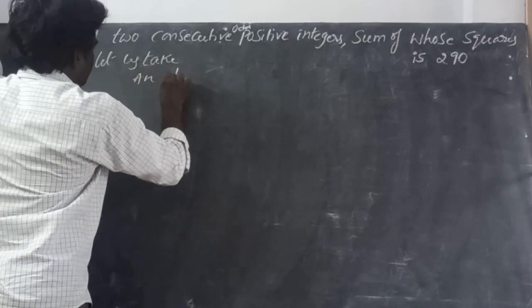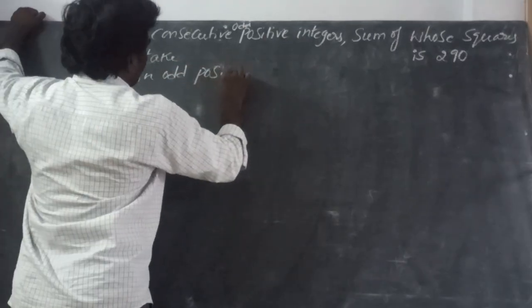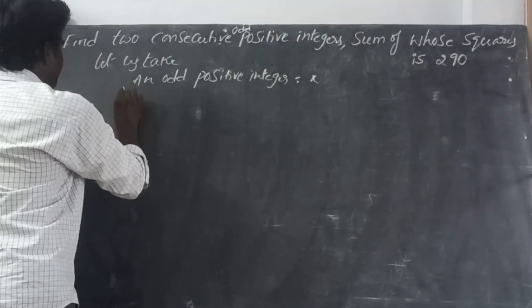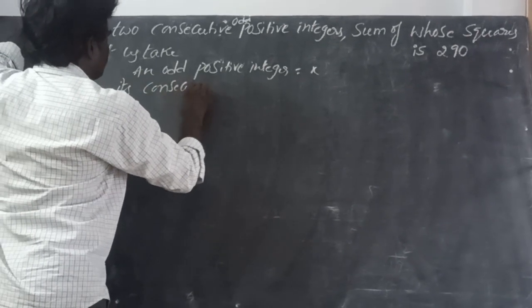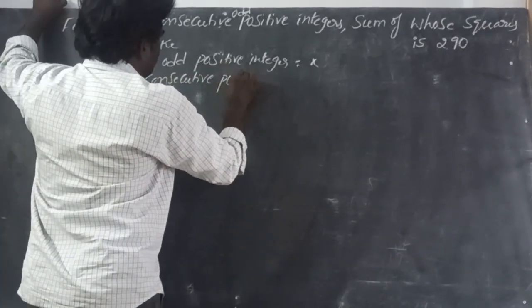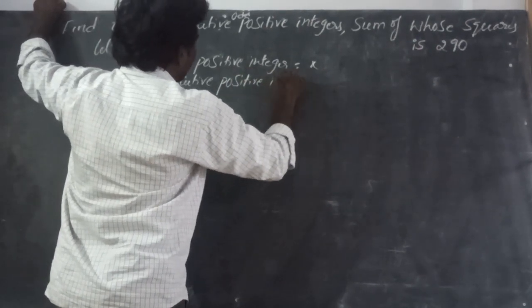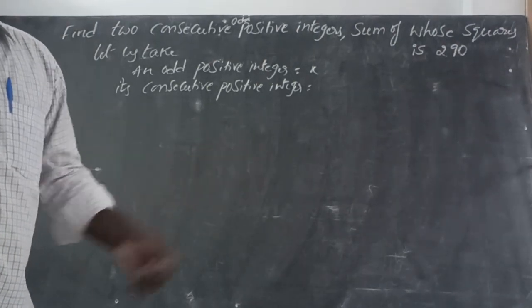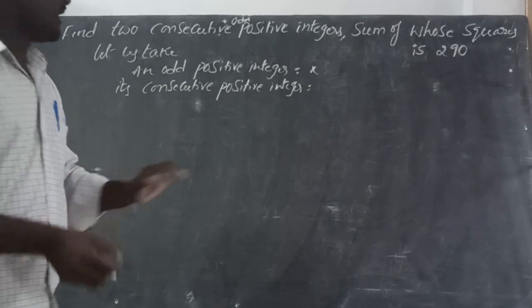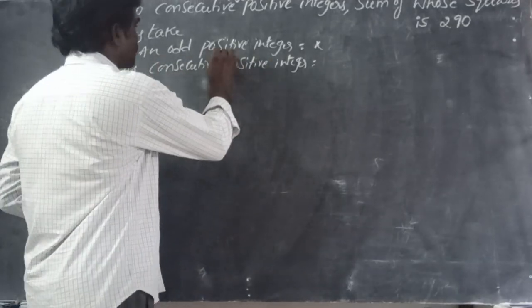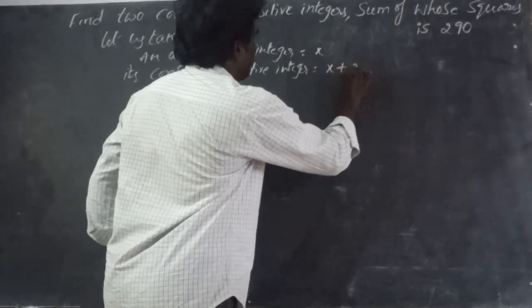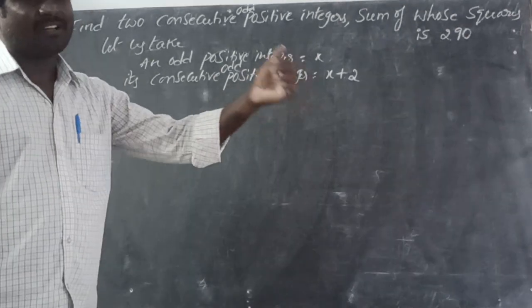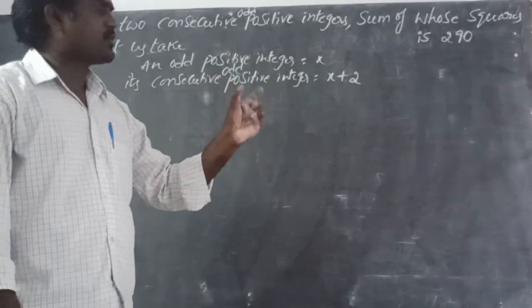Let us take an odd positive integer, x. Its consecutive odd positive integer is? What are the consecutive odd positive integers? 1, 3, 5, 7 and so on. That means how much is it increasing? 2, 2, 2. So here its consecutive odd positive integer is x plus 2. 1, 3, 5, 7, 9, 11, 13 and so on.